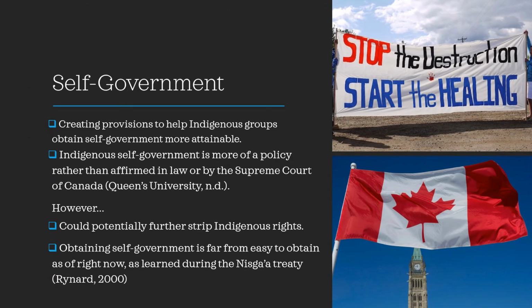My second recommendation is creating provisions that can help Indigenous groups obtain self-government rights. Although Canada recognizes the right to self-government as an Aboriginal inherent right under Section 35 of the Constitution Act, as of right now it is more of a policy rather than affirmed in law or even recognized by the Supreme Court of Canada. An unintended consequence could be that this affirmation of self-government could strip away other rights of Indigenous people in exchange for one, which has been done in the past.